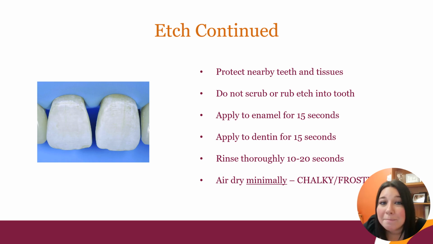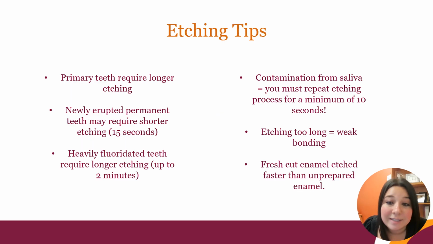We want to air dry minimally, because you don't want it to be visibly wet, but you don't want it to be completely rid of any moisture. That moisture is going to allow for successful bonding. Loss of water from the dental surface when drying too much will affect how well that bonding agent is going to be accepted into the tooth. So air dry a little bit. You want to get that light chalky frosty appearance, but you definitely don't want it bone dry before you are putting your bonding agent on. So just some etching tips.